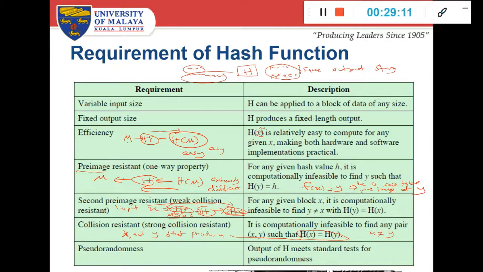So with collision resistance, I hope you understand this. The first three requirements, variable input size, fixed output size, and efficiency, are easy. Then the other three properties, numbers 3, 4, and 5, are difficult. This part is easy, this part is difficult, and pseudo-randomness is also difficult.